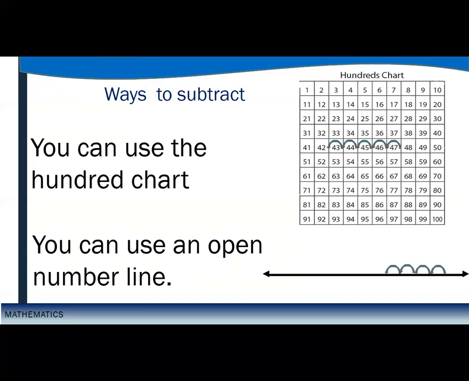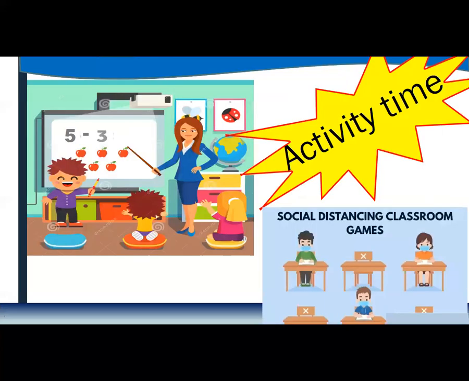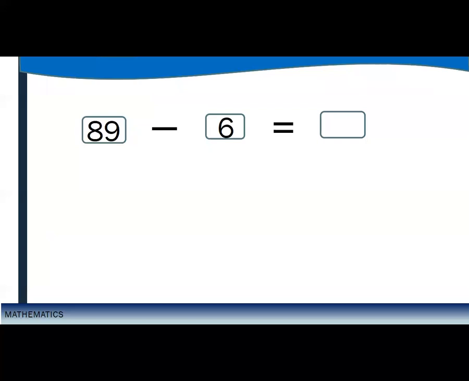Boys and girls, I think you're going to have fun subtracting one-digit numbers from numbers less than 100. So guess what? It's activity time. And it's time for us to get started. Here is your first activity, boys and girls. Read along with me. 89 subtract 6 equals, and we have our box there to put in our answer. I want you to use base 10 blocks to subtract, and then I want you to share.